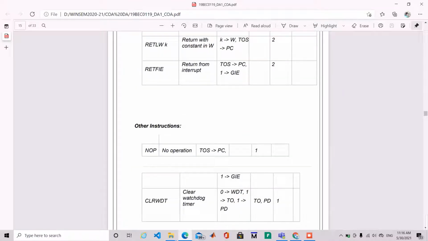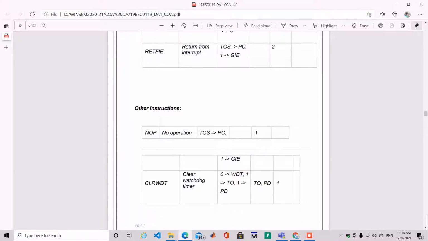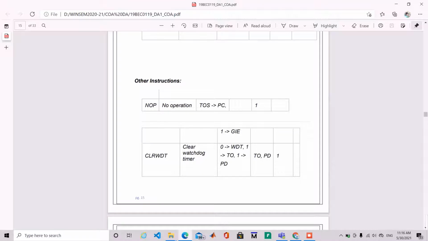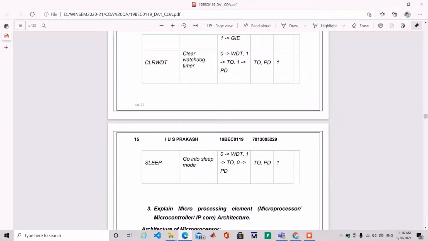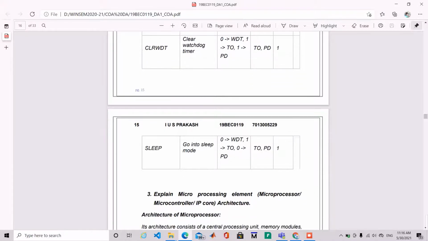And the other instructions are NOP. It means no operation. And then CLRWDT. It means clearing watchdog timer. WDT means watchdog timer. And then the SLEEP instruction. It means, in general, going into sleep mode. Then we will give the sleep instruction.